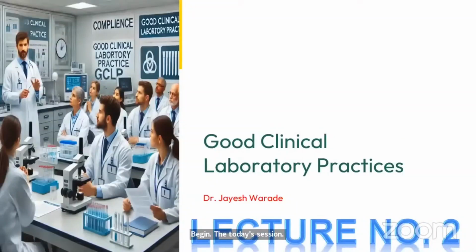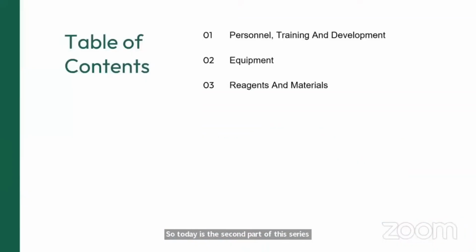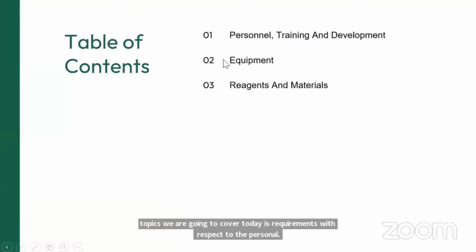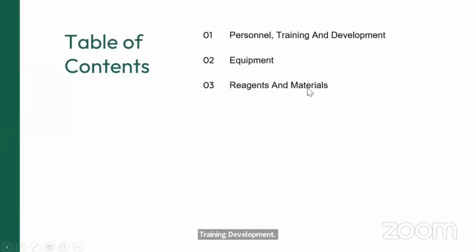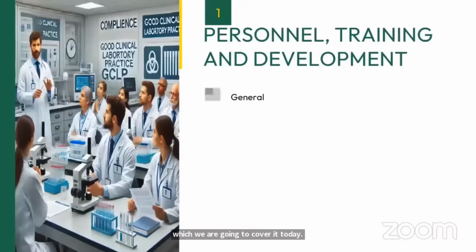Second part of this series, and the topics we are going to cover today are the requirements with respect to personnel, training, development, equipment, reagents and materials. So these are the three topics which we are going to cover today. We will begin first of all with the personnel.